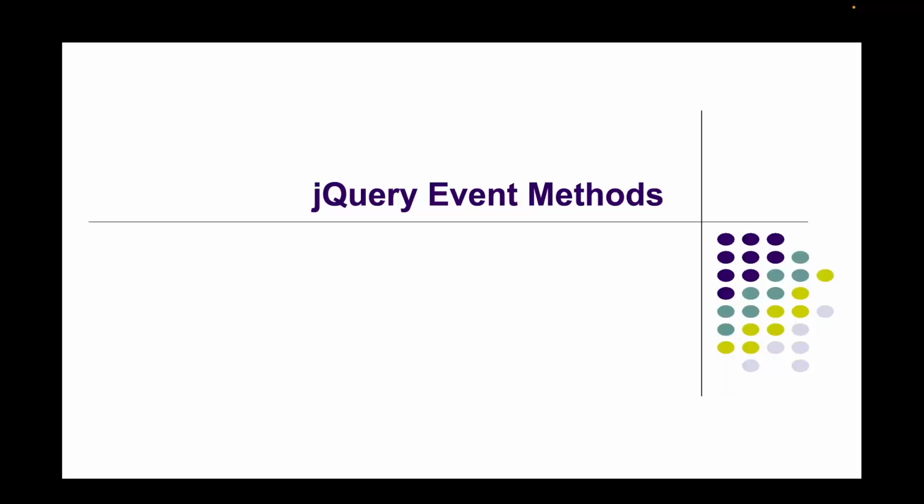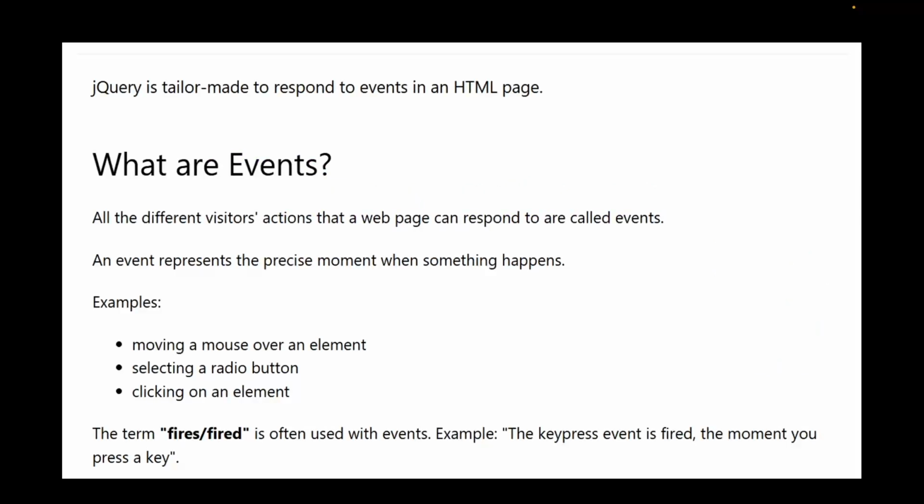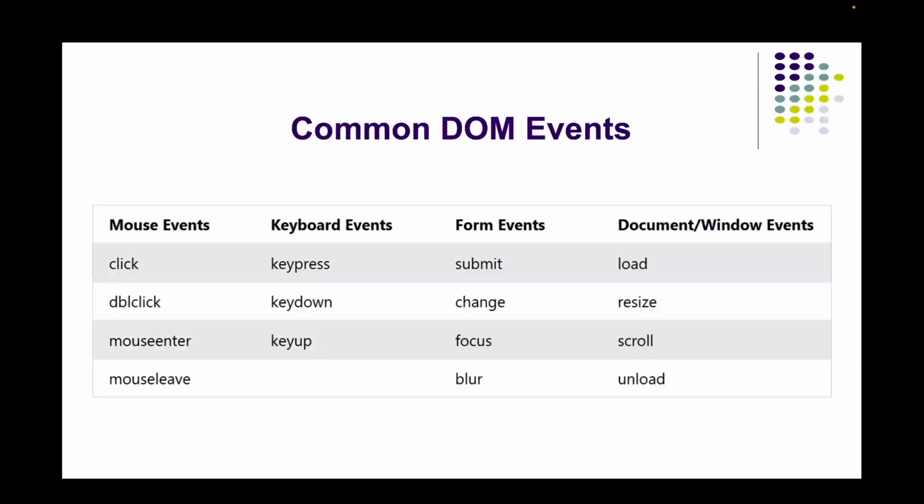So next are the jQuery event methods. So what are events? jQuery is tailor-made to respond to events. An event is the precise moment something happens, like a mouse click, a key press, or a form submission. So we categorize these into mouse events, keyboard events, form events, and document events. And these are the most common DOM events. So let's see some of those events.